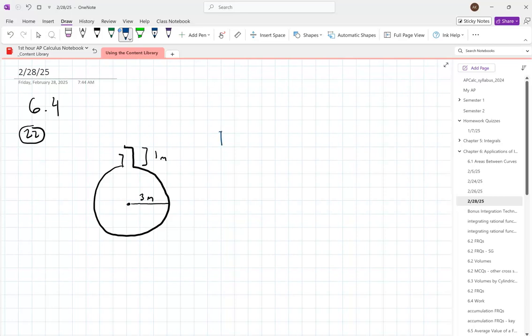So our work function is going to be force times distance, right? And our force is just going to basically be mass times gravity, right? Because gravity is the acceleration acting on this. So we know that's going to be 9.8.